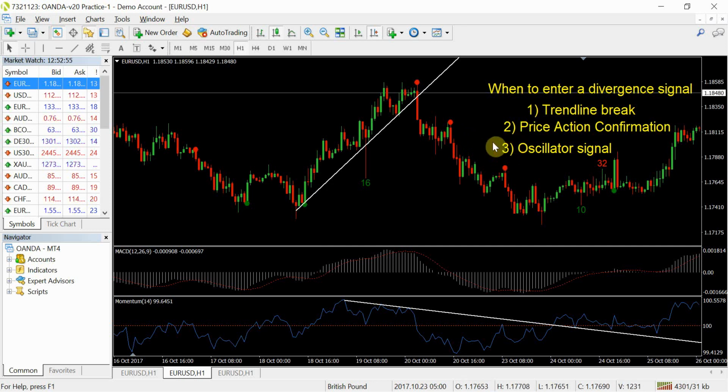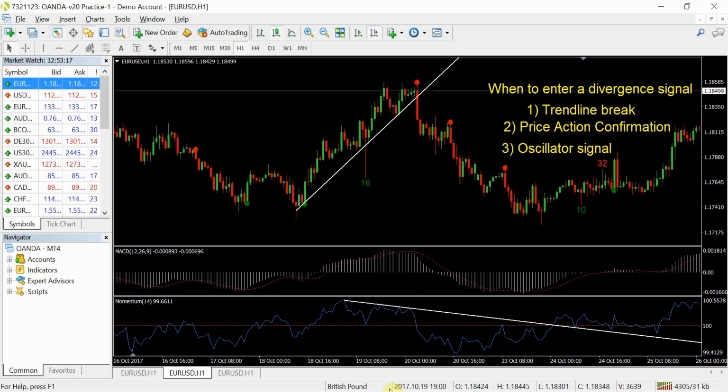I do like the oscillator signal, and also with the oscillators, it kind of gets you in a bit later, which, okay, in some cases isn't great because you could potentially miss the main move. However, most of the time it does continue going down. But obviously you've got stops and your risk management to protect you if the worst goes wrong.